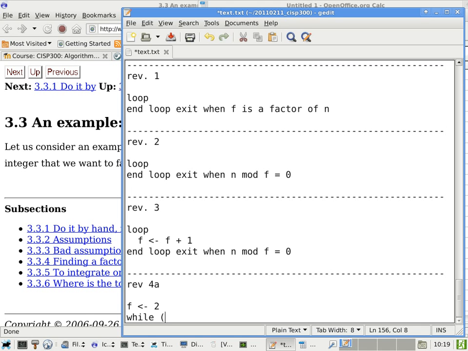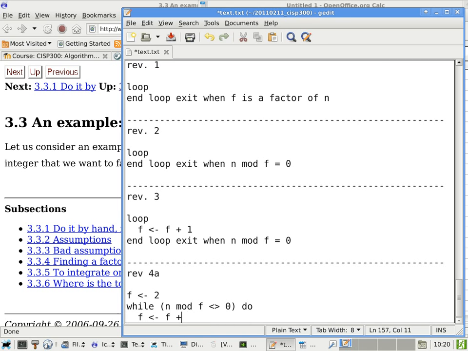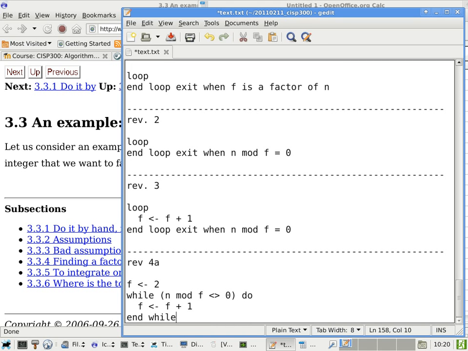So basically, the pre-checking loop will say, while n mod f does not equal 0. Because when n mod f does not equal 0, f is not a factor of n. In that case, I'll move on to the next one and try again. That's the first way.